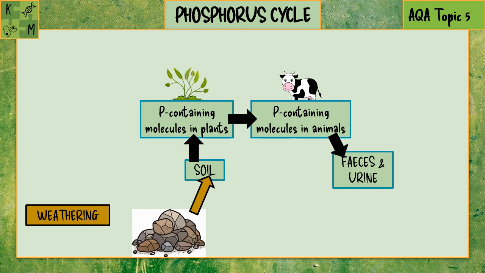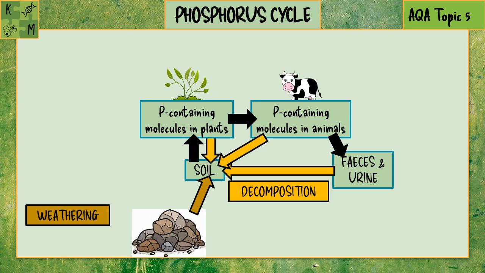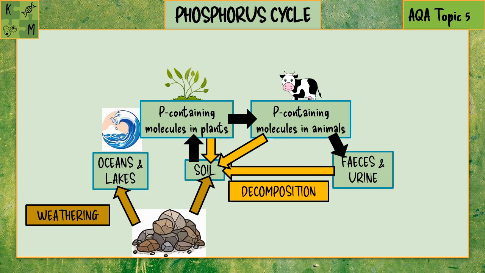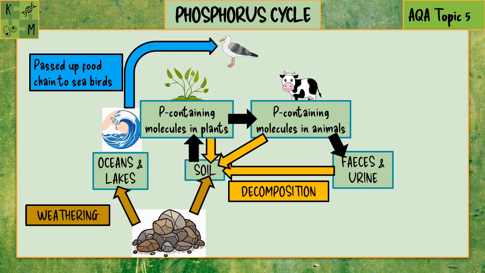Some of those phosphate ions will also be passed out within the feces and the urine of the animals. And then we have the role of our decomposers in returning those phosphate ions back to the soil. So now we can see we've got our first cycle. The phosphate ions within the rocks could also be deposited into the oceans and lakes and passed up aquatic food chains, eventually being passed on to seabirds.